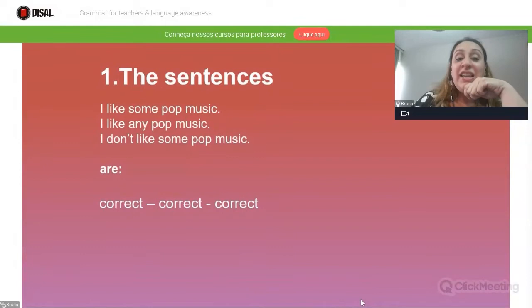Let's check why. It's possible to say, I like any pop music. What does it mean? If I say, I like any pop music, it means that.